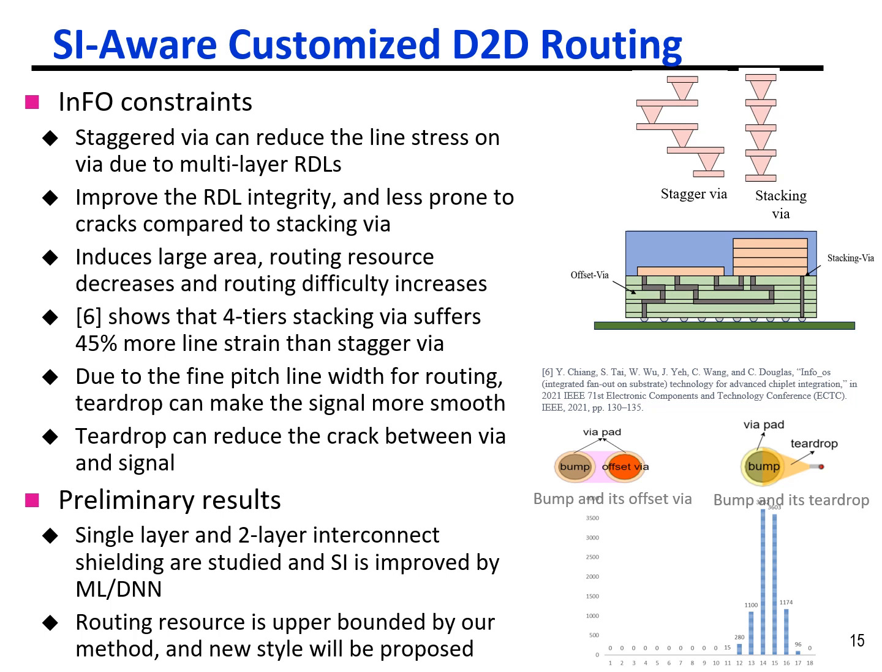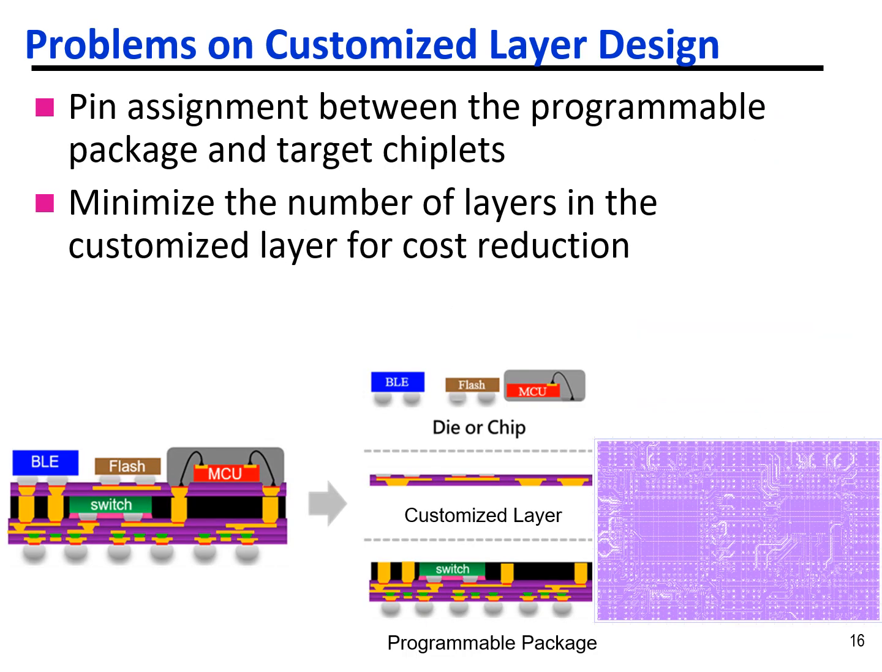So in our preliminary result, okay, we have some study by using ML and DNN to improve the signal integrity with the single layer and two-layer shielding, and also we have some method for bounding the routing resource, and we have a new style of routing. We're also working on the problem of pin assignment between the programmable package and the target chiplets. And we need to minimize the number of layers in the customized layer for cost reduction.